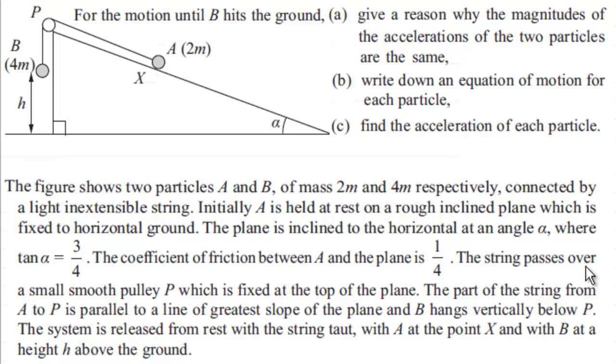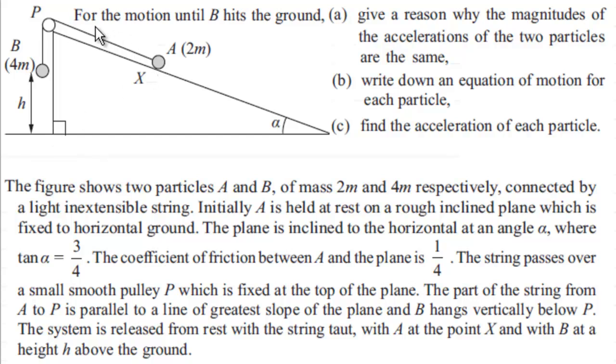And we're told that the string passes over a small smooth pulley P, which is fixed at the top of the plane. And the part of the string from A to P is parallel to the line of greatest slope of the plane, and B hangs vertically below P. The system is released from rest with the string taut, with A at the point X and B at a height H above the ground.